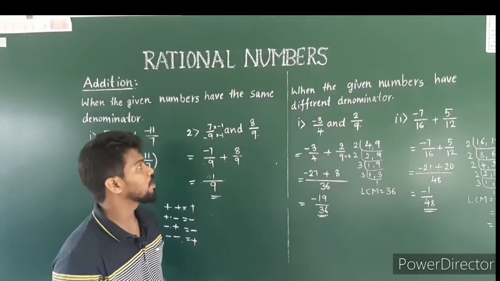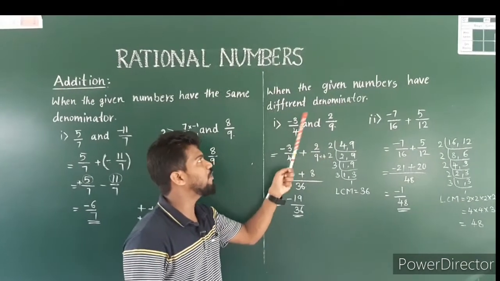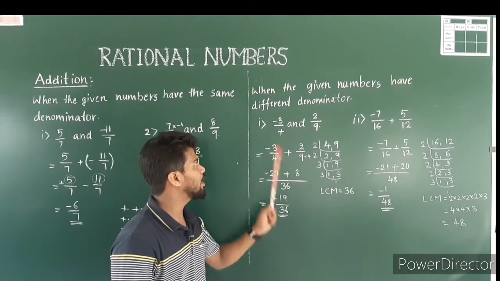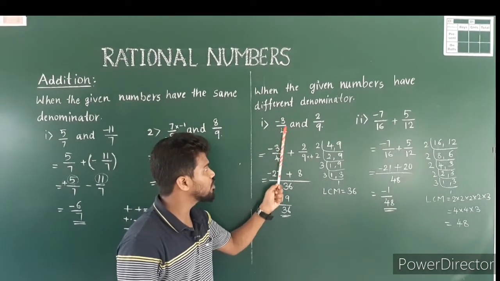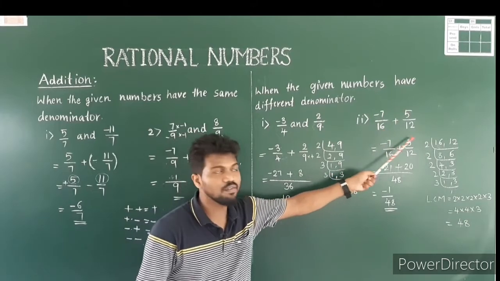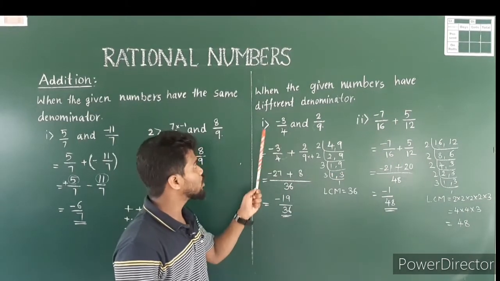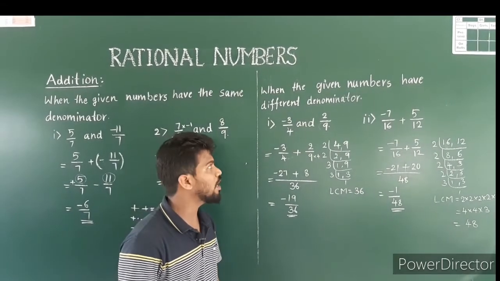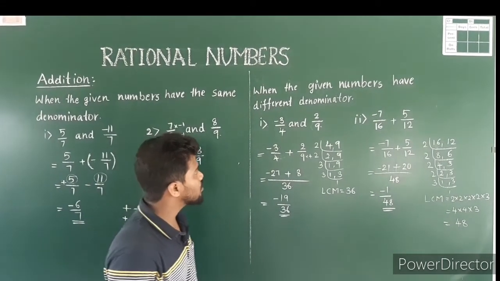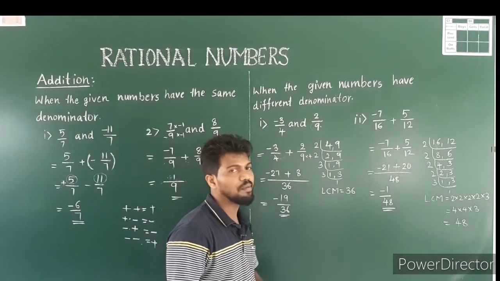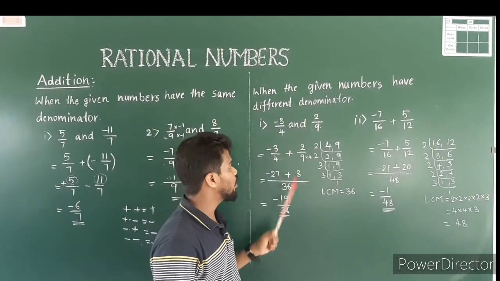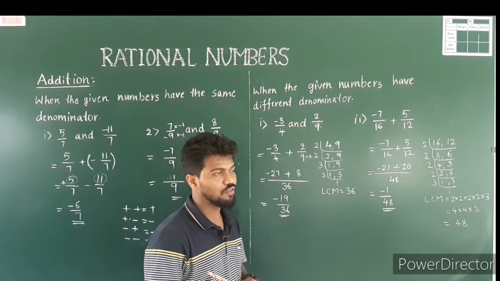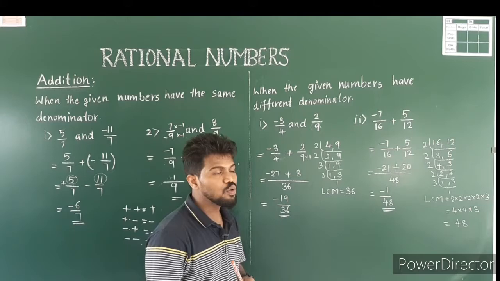The second type is when the given numbers have different denominators. Here one is 4, one is 9; the other has 16 and 12. First one, minus 3 by 4 and 2 by 9. With different denominators, you can't add. First you have to find the common denominator using LCM.